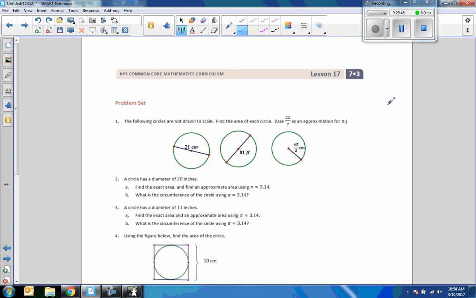That's the end of the problem set, or end of the lesson. Go do your problem set.